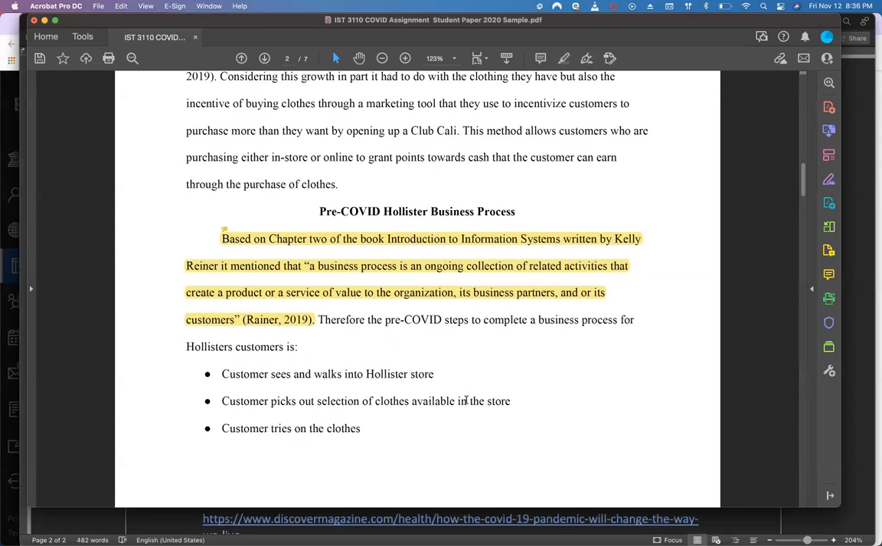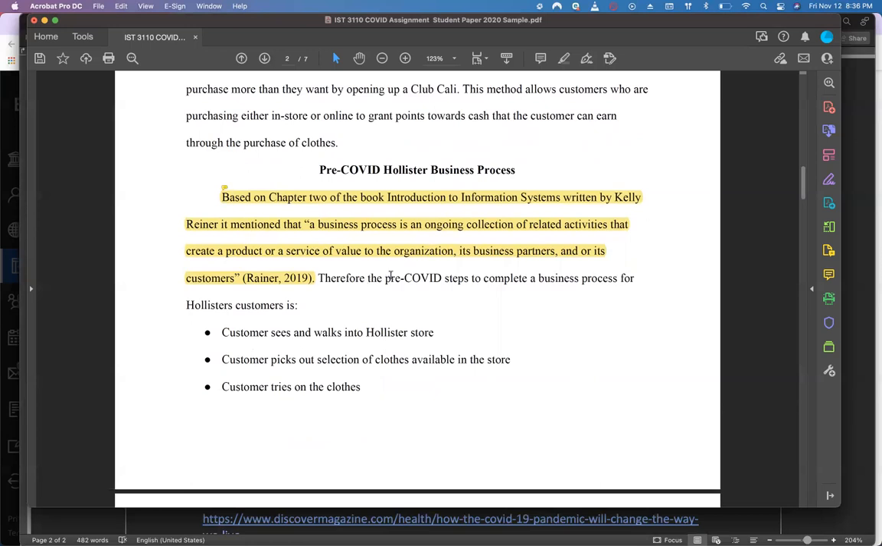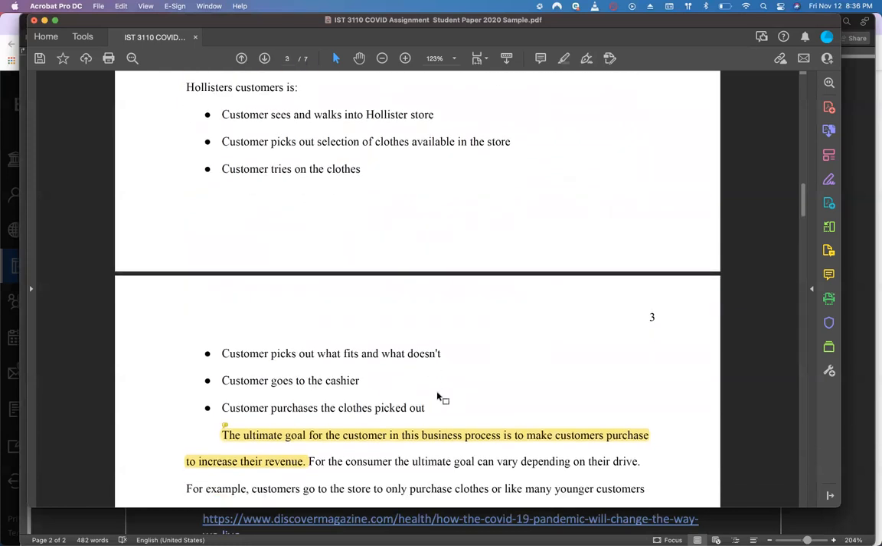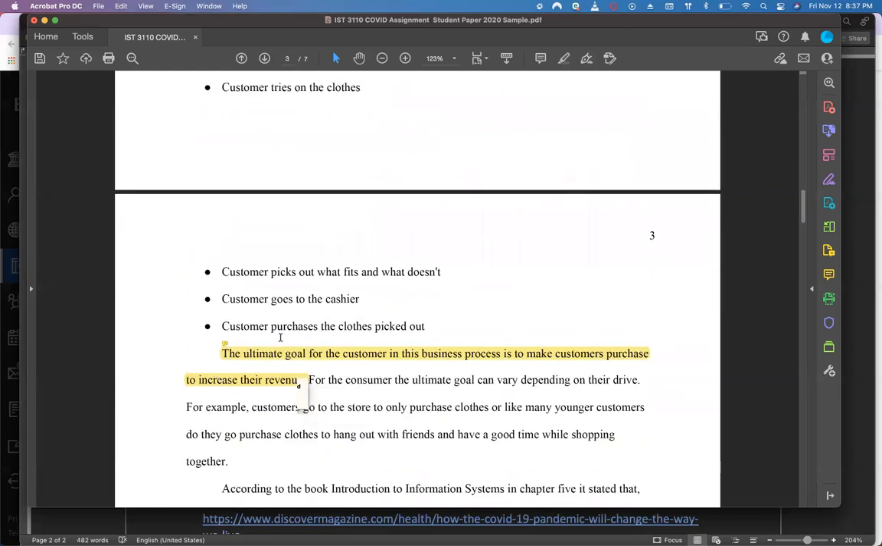So you do have access to that information. And then he says, therefore, pre-COVID steps were these. Very straightforward. There are the steps. He could have used a little bit more, but it's pretty straightforward. Walks into the store, picks what they want, tries on the clothes, picks up what fits and doesn't, goes to the cashier, pays for the clothes, right? Very straightforward. The ultimate goal for the customer in this business process is to make customer purchases to increase their revenue.